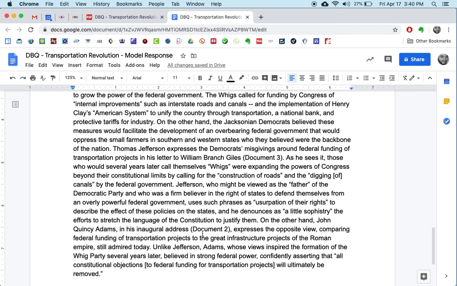and that's what they want you to be able to do. So, I write Jefferson, who might be viewed as the father of the Democratic Party, and a firm believer in the right of states to defend themselves from an overly powerful federal government. This is me describing the point of view. And here is me describing how the point of view impacts the document itself.